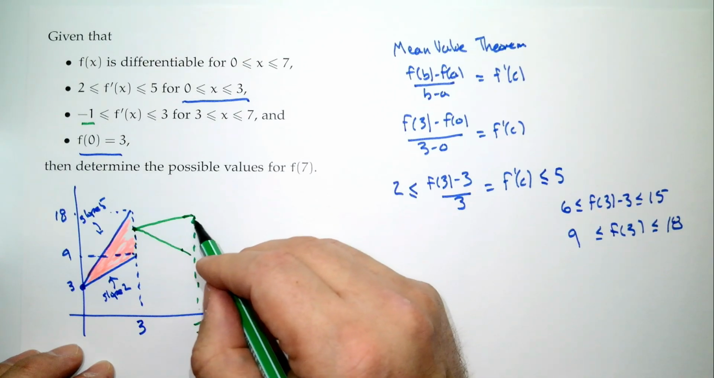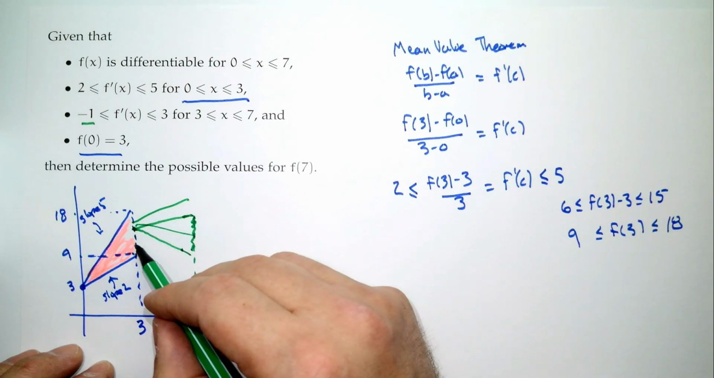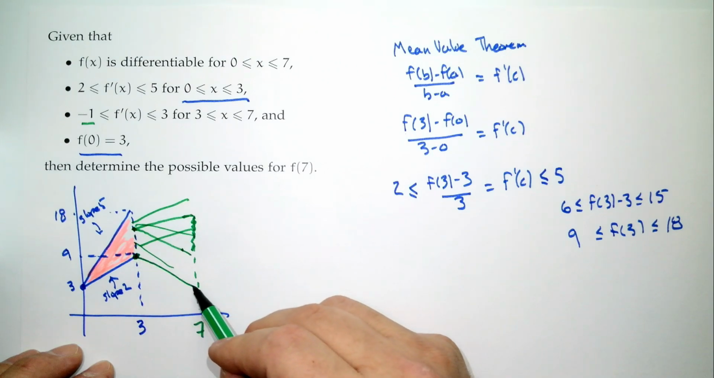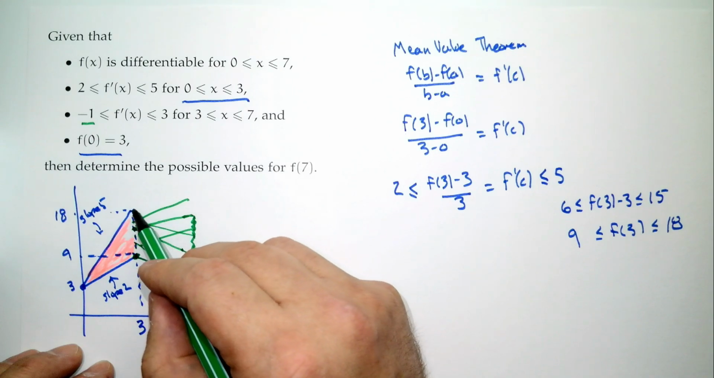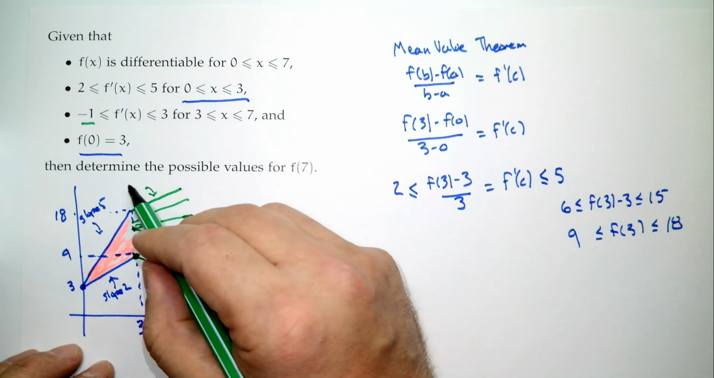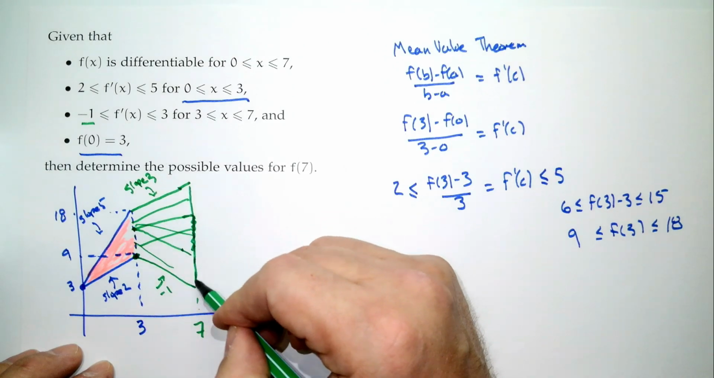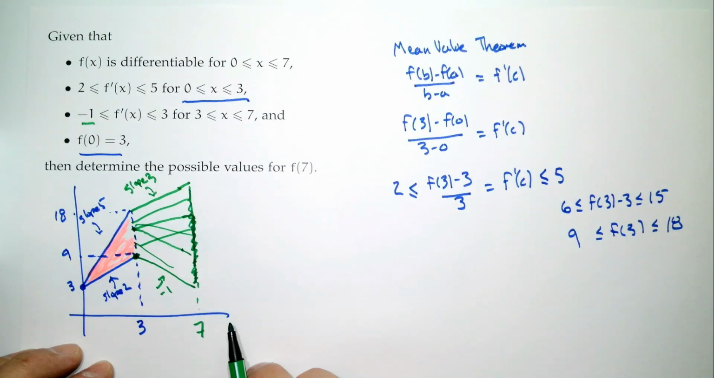So that would be somewhere in here. But again, I can move this up and down any amount I want. So I could say at the very bottom, worst case scenario, I went by a slope of -1. And at the very top, I went by a slope of 3. So that the possible range of values would be whatever this ends up being. Well, let's see if we can figure that out.